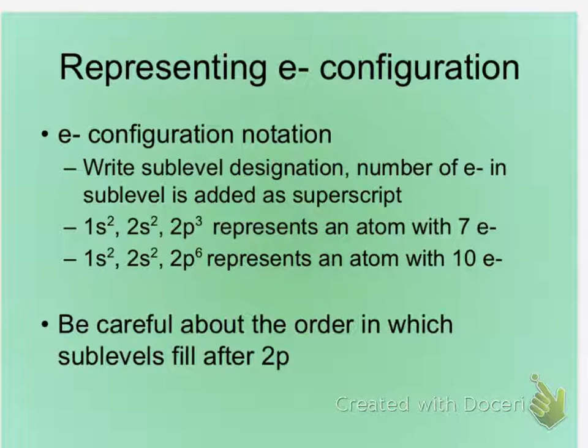When you do electron configuration notation, you write the sublevel designation, and the number of electrons in that sublevel is added as a superscript. Again, it is not an exponent. It is a superscript. Super just means above. You have subscripts and superscripts. 1s2, 2s2, 2p3 is an atom that has 7 electrons. 1s2, 2s2, 2p6 is something with 10 electrons.